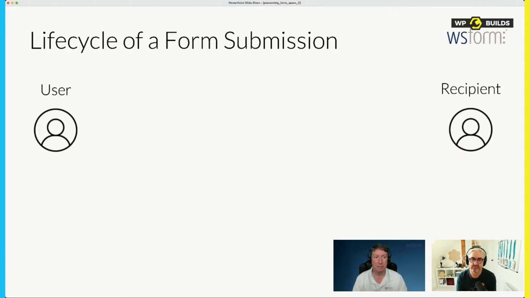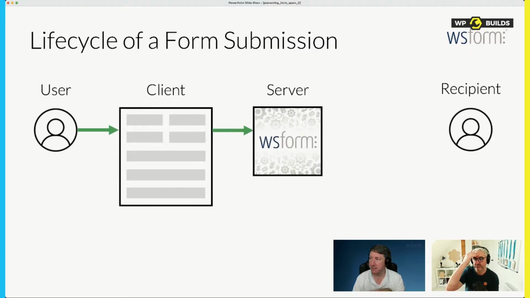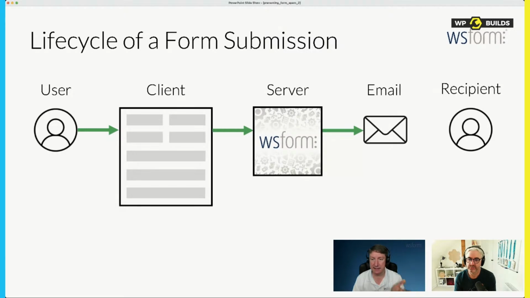So we're going to just quickly go through the life cycle of a form submission. So basically, a user is going to use your form on a client, such as a web browser. That form is going to get submitted to your server. In this case, we're using WS Form as the form plugin. And that is then going to send an email to yourself, to the recipient. Now, WS Form can do a lot more besides just send one email. It can send emails to multiple recipients, or it could be sending information to, I don't know, MailChimp or Constant Contact.